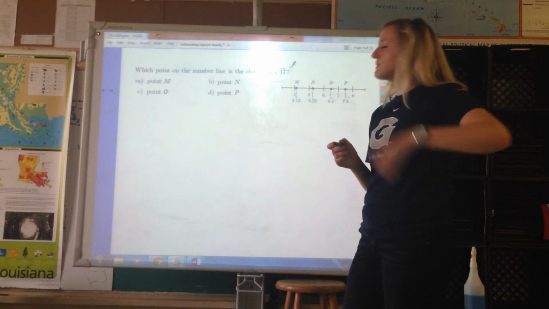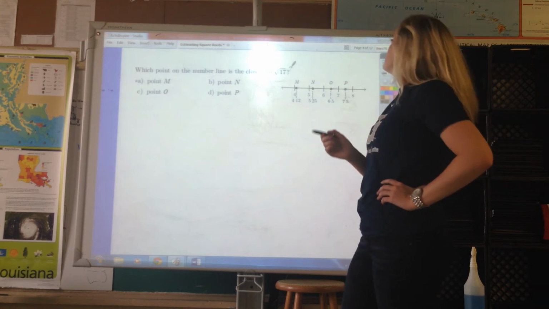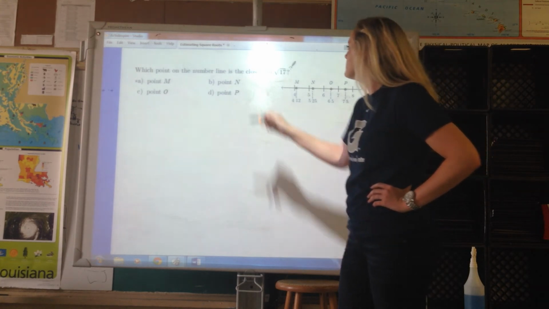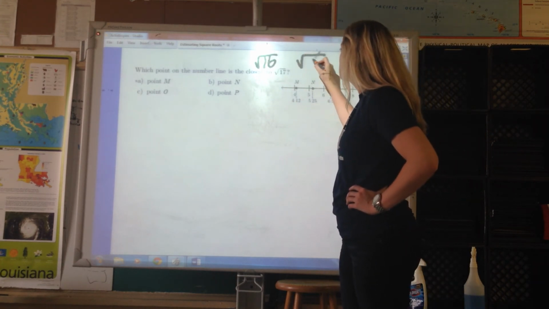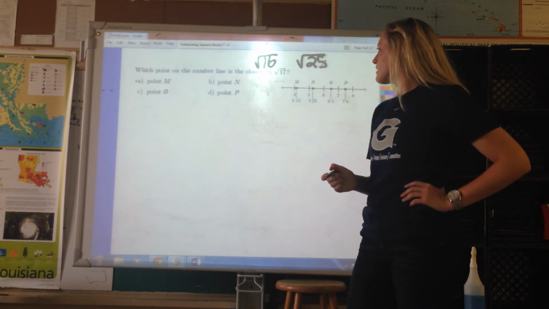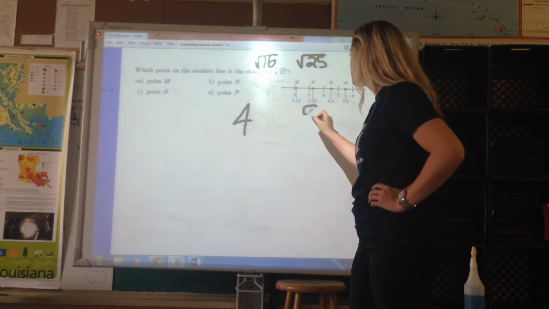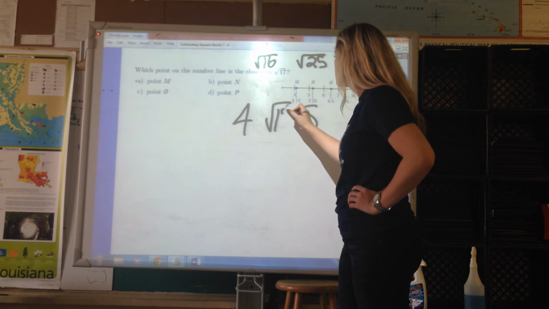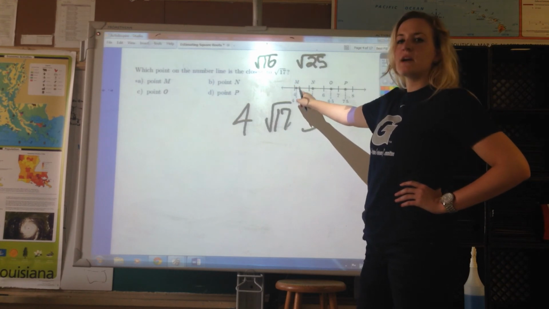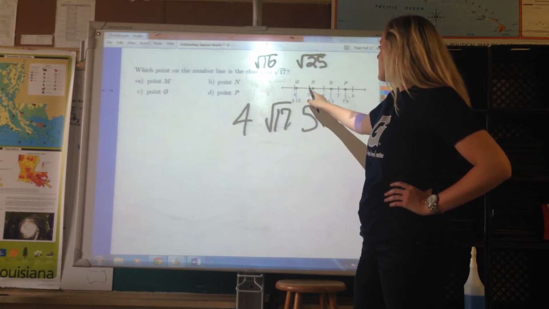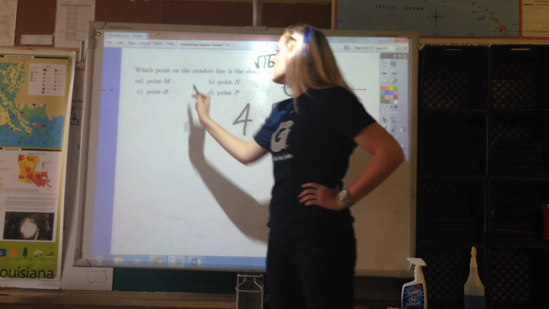If I want to know the square root of 17, I think, what are the perfect squares around it? So the first one that I know, I go back to my handy list. I know that 16 is a perfect square, and 25 is a perfect square. The square root of 16 is 4, and the square root of 25 is 5. So I know that the square root of 17 is going to fall between 4 and 5. So I'm looking for a letter on this number line that is between 4 and 5. And of course I see it immediately, N. So my best choice here is point N, or A.